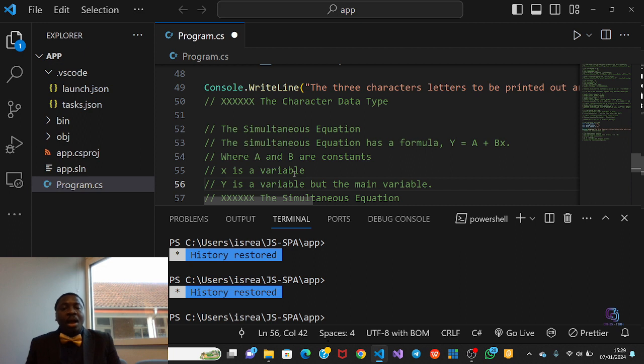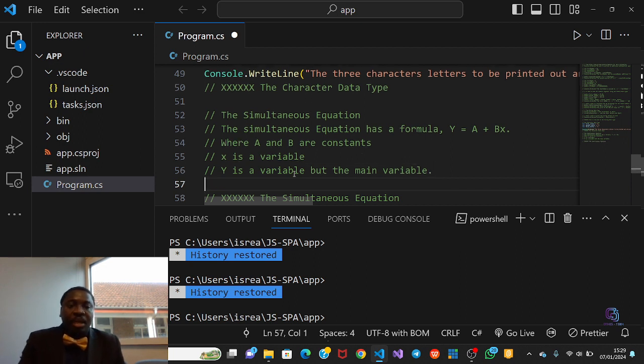So how are we going to do it? Now I'll give an example of a simultaneous equation. We can start with y is equal to a plus bx. If I have simultaneous equations of two parts, we can have a y1 in one part and a y2 in another part. So let me give you an example.